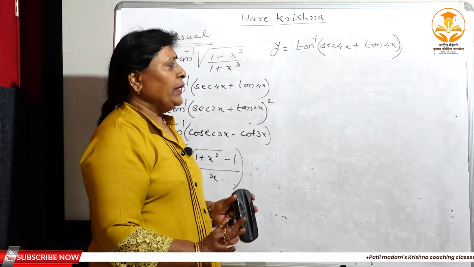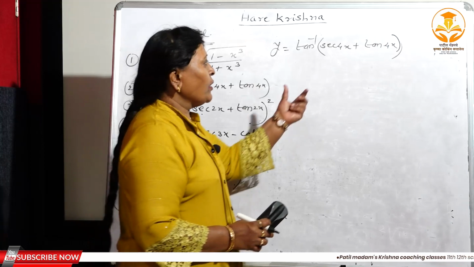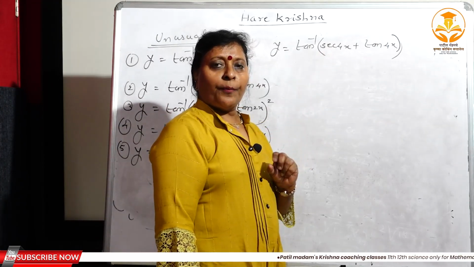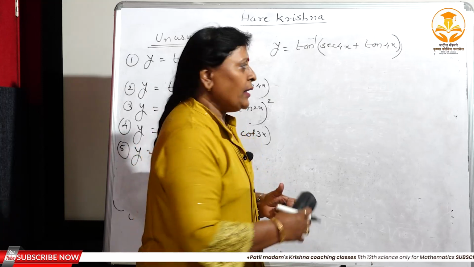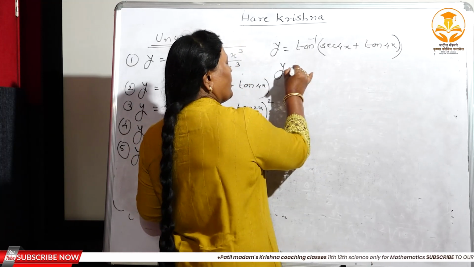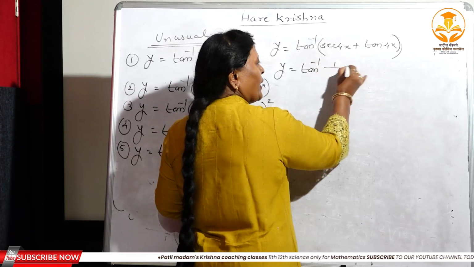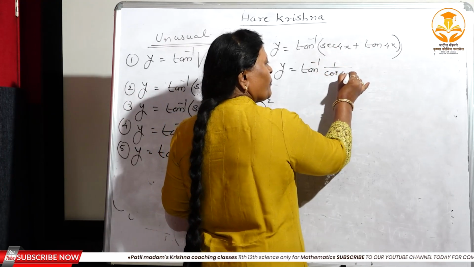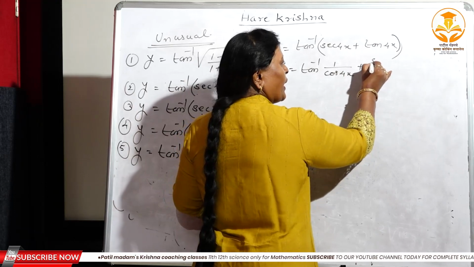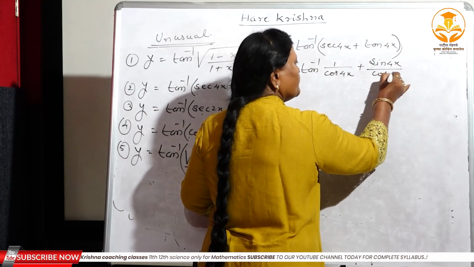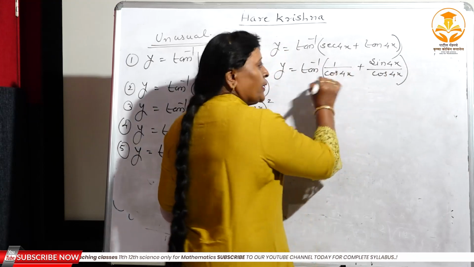In your hand only there is a conversion. You can convert only sec in the form of cos and tan in the form of sin by cos, isn't it? So what you have to do? y is equal to tan inverse. In place of sec 4x, you can write 1 upon cos 4x. And in place of tan 4x, you can write sin 4x divided by cos 4x. This much we can do at least.